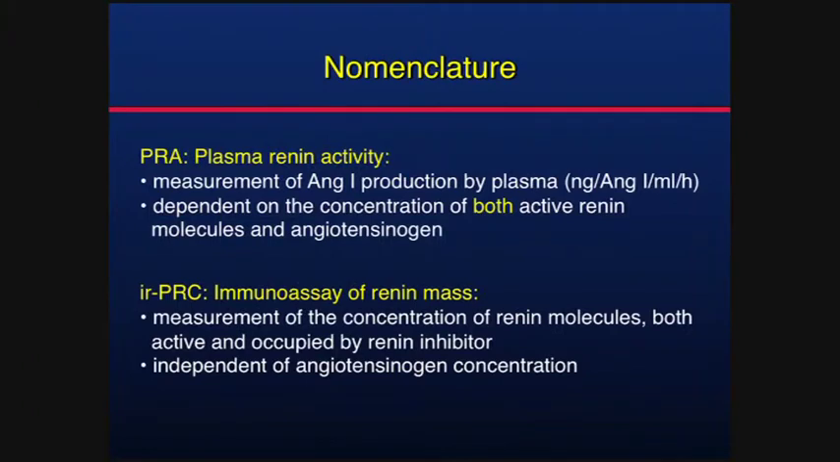Now, as far as nomenclature is concerned, when I talk about plasma renin activity, essentially what we're talking about is the measurement of angiotensin I production by plasma in an incubation, and this is dependent on the concentration of both the amount of active renin molecules in the plasma, but also the number of angiotensinogen molecules in the plasma. So the production of angiotensin I is the product of the renin and angiotensinogen in the sample. By contrast, when we're talking about the immunoreactive plasma renin concentration, we're just measuring the number of renin molecules in the sample, and this is independent of the angiotensinogen concentration.